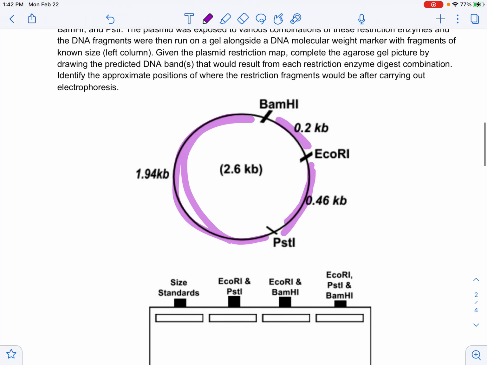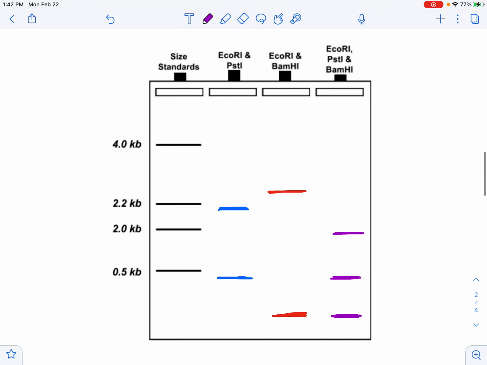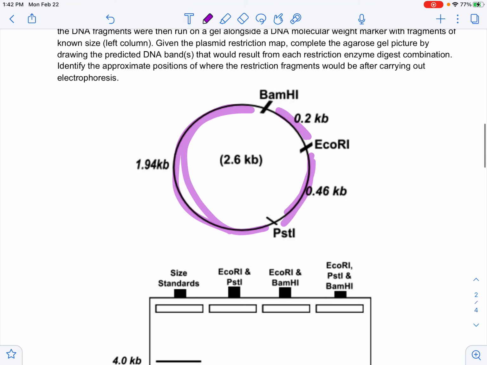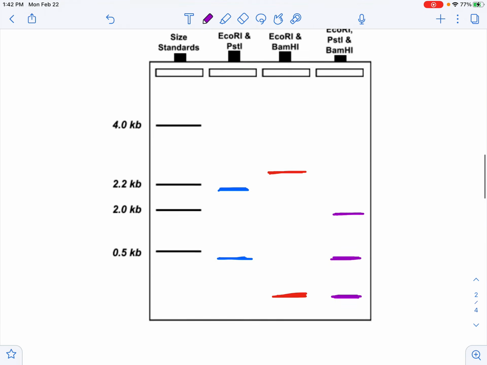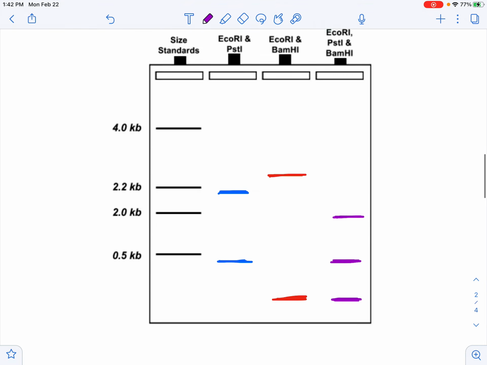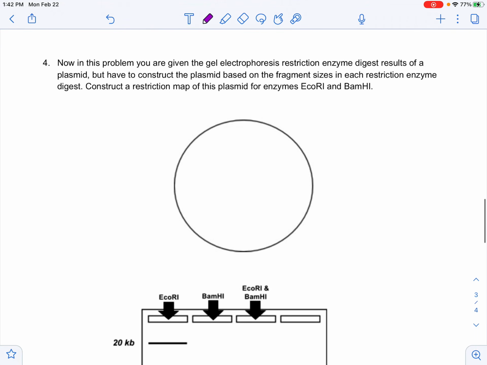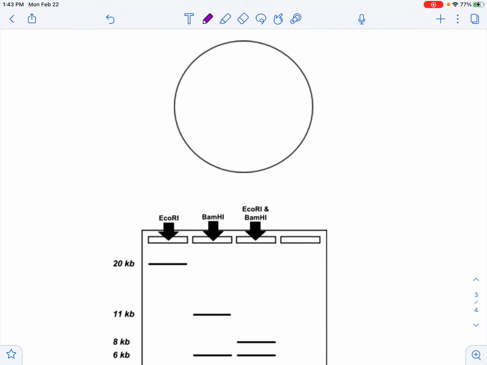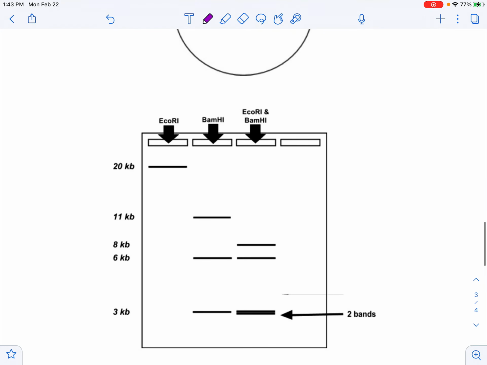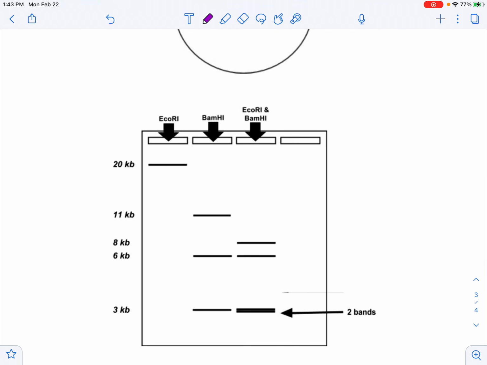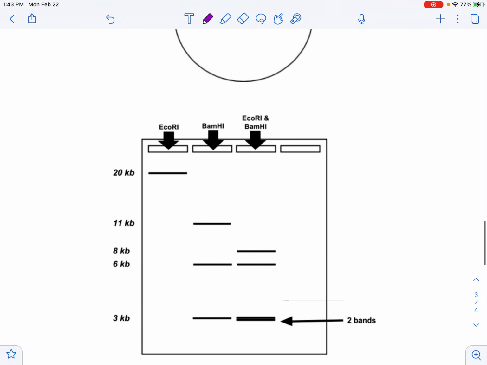So that is how to predict where the fragments from a restriction enzyme cut would be, and how those fragments would look on a gel. Okay, and then number 4, we're going to go in reverse. So here we have the gel, which is actually more realistic. You'd run the gel and then try to deduce where the cuts were on the plasmid. So let's go ahead and try that.